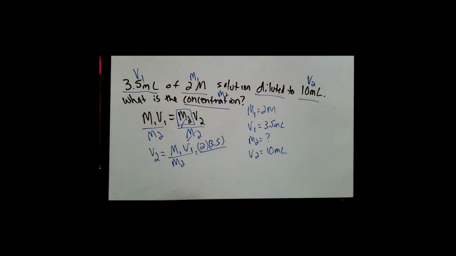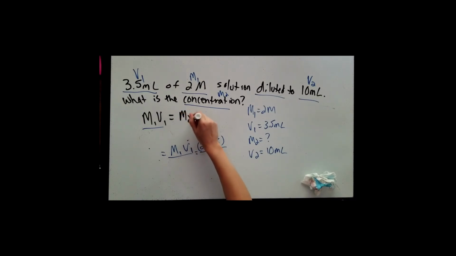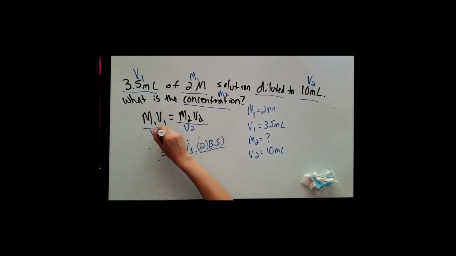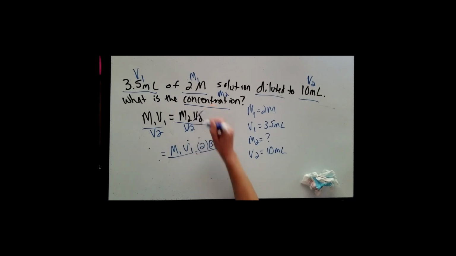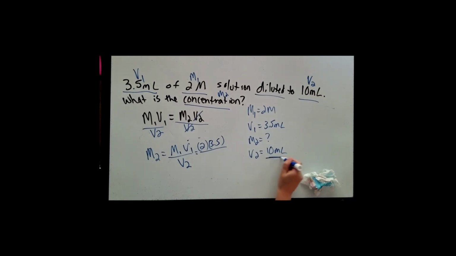and I realized I just made a mistake. What happens when you go too fast? Look at that. I divided by the wrong thing. I solved for V2, and I don't need to solve for V2, I need to solve for M2. What I should have done was divide by V2 on both sides to cancel out V2. That way, M2 is equal to M1 times V1 on top, divided by V2, the 10 mils.